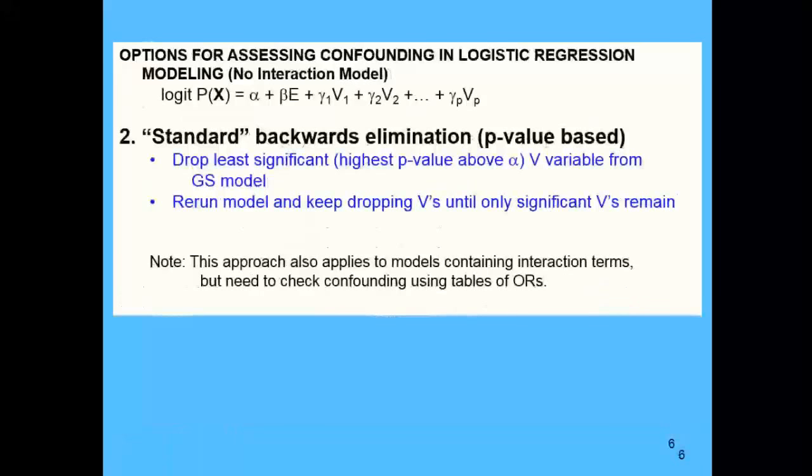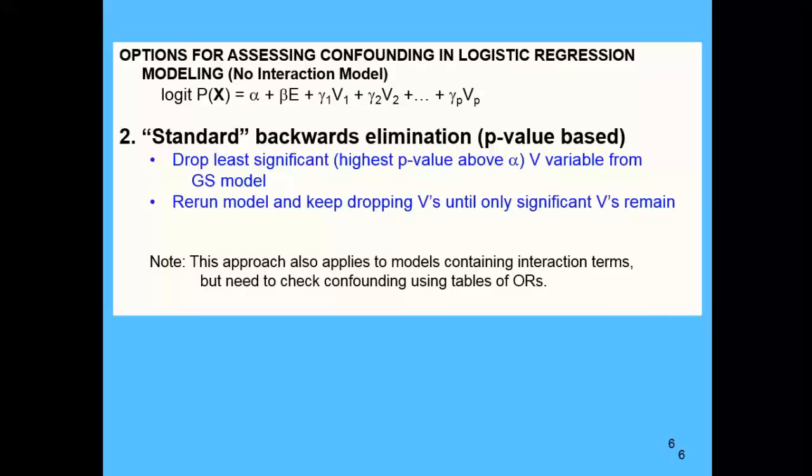and there's a lot of people who will argue somewhere or other in the literature or somewhere else. Okay, now let's look at the second one, the standard backwards elimination p-value based approach. That's the thing I gave you an example of. And this approach says drop the least significant, the highest p-value above whatever your alpha, your significance level is, V variable from the gold standard model.